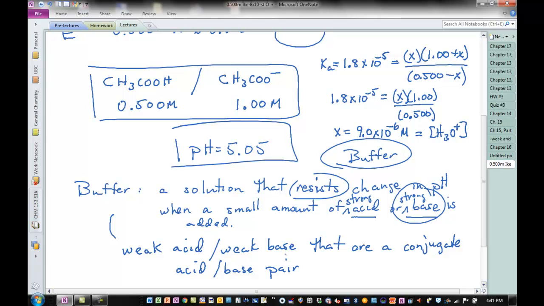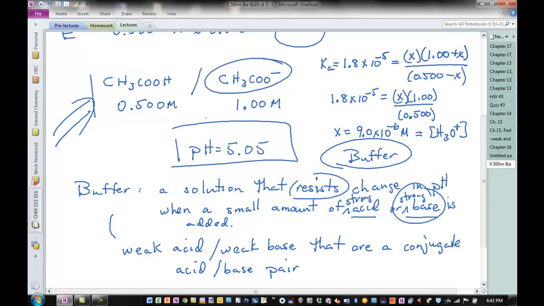Okay? And the reason why it has to be a weak acid and a weak base is because if I had a strong acid, its conjugate base is so incredibly weak, it's not going to function as a base in water. So I wouldn't have both. Okay, so it has to be a weak acid and a weak base that are a conjugate acid-base pair. So what we have up here, that would suffice. We have acetic acid, all right, weak acid. Its conjugate base, acetate, is a weak base. That will be a buffer.